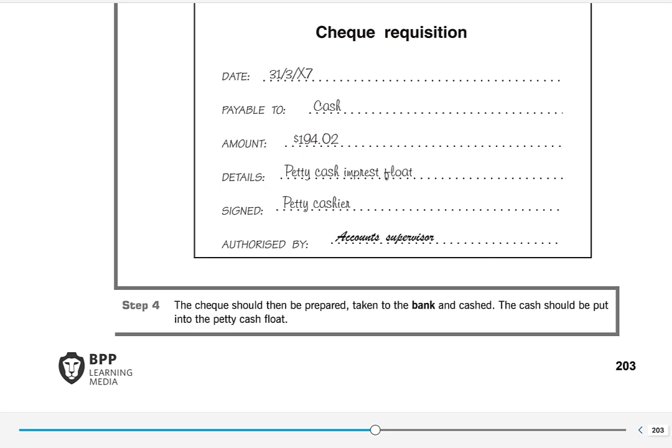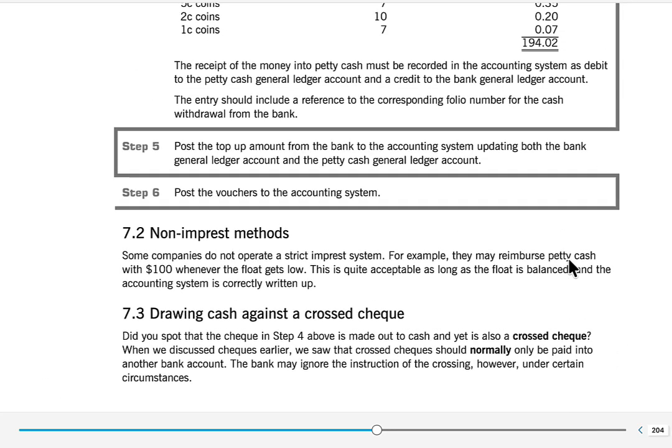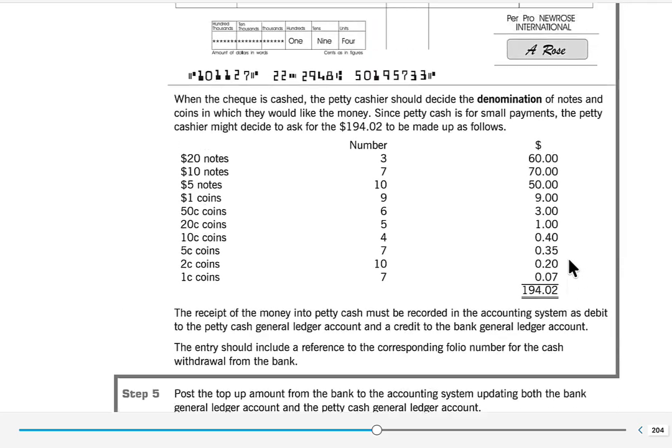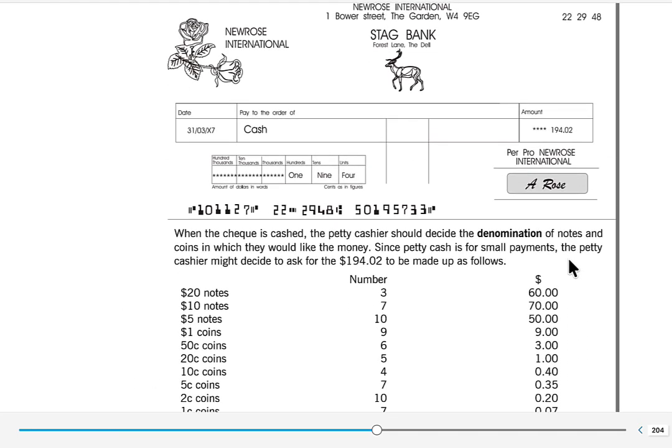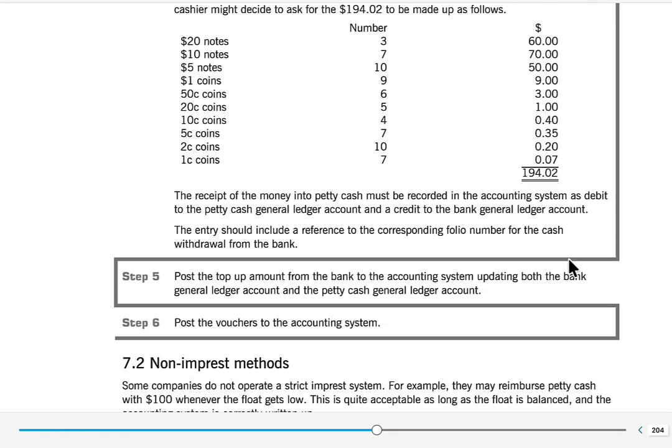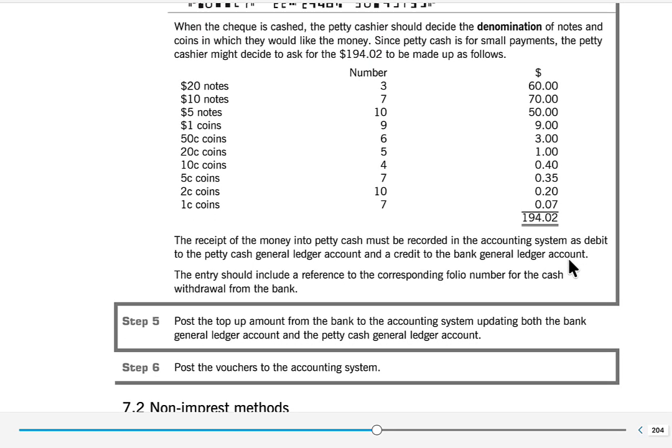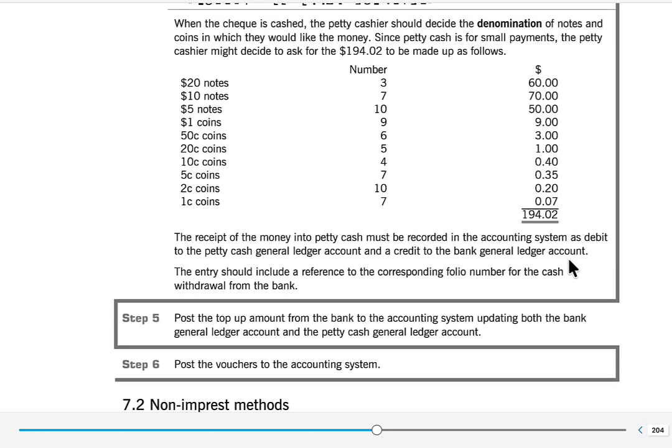After the check is prepared, it is taken to the bank and cashed. The petty cashier then receives cash. But notice something important here. Petty cash must be useful for small payments. So the petty cashier should not take the whole amount in large notes only. They should choose a good mix of notes and coins. In this example, the $194.02 is made up like this: $20 notes, 3 notes, total equals $60.